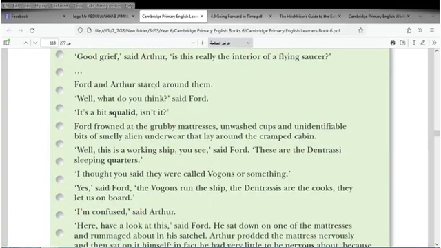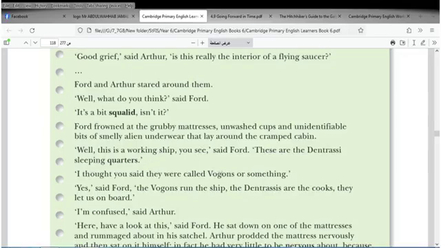Ford and Arthur stared around them. "Well, what do you think?" said Ford. "It's a bit squalid, isn't it?" Ford frowned at the grubby mattresses, unwashed cups, and unidentifiable bits of smelly alien underwear that lay around the cramped cabin. "Well, this is a working ship, you see," said Ford. "These are the Dentrasi sleeping quarters."